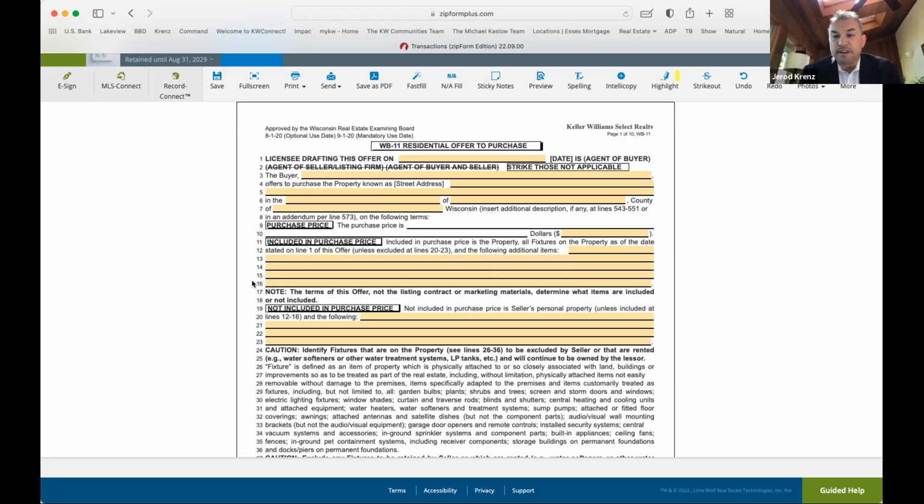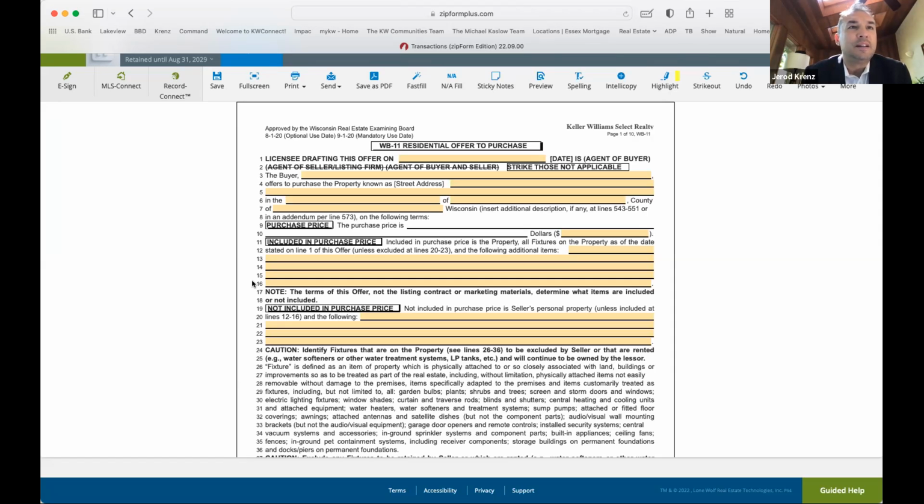If there's a refrigerator and you don't put it in lines 11 through 16, it's not included, even if it says it's included in the MLS. So appliances that aren't in there are not included in the purchase price, even if they're stated on the MLS. So we see that a lot. So you want to put everything there in that realm.